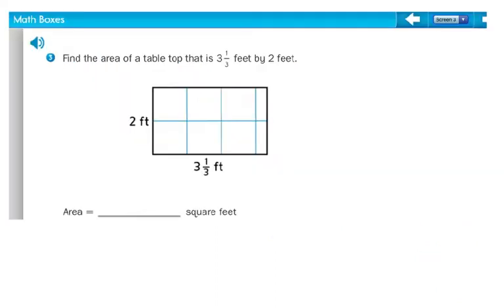All right, let's do one problem on page, it's our math boxes, on page 76. We're just going to do one. It says find the area of a tabletop that is 3.5 feet by 2 feet. So what is the area? Remember, area is length times width.